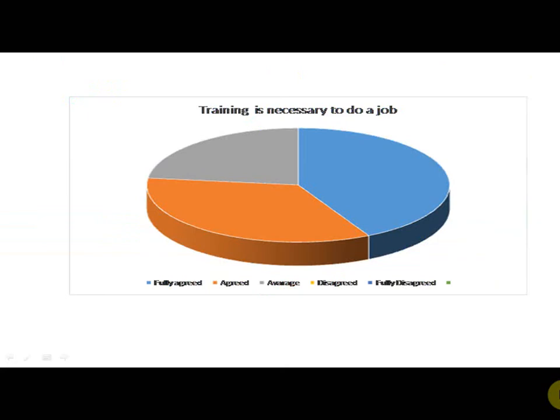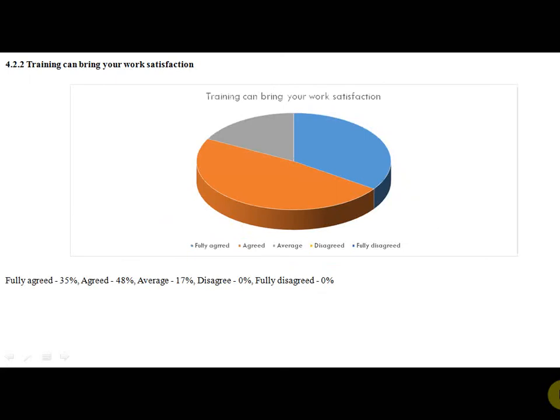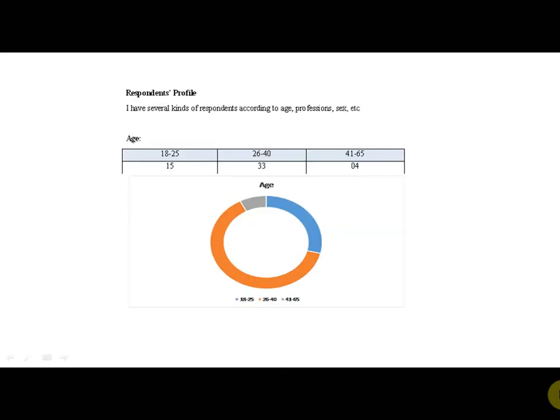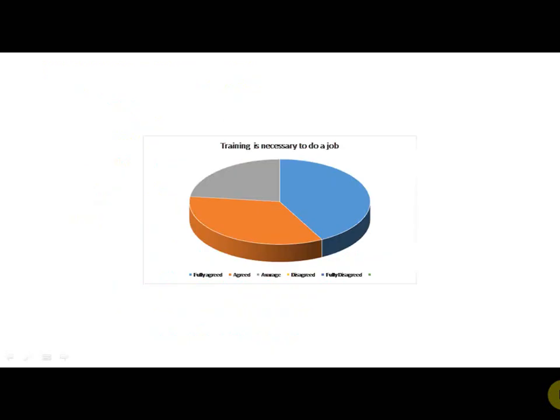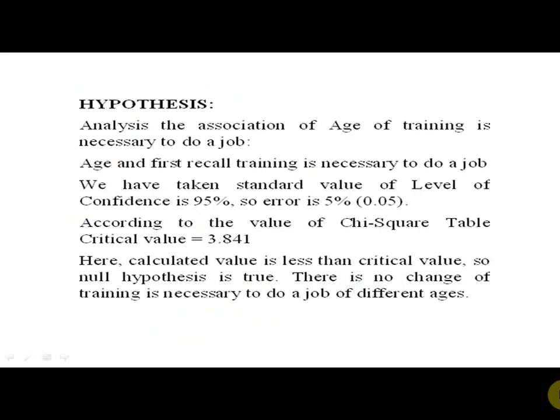Now the hypothesis. I will explain the hypothesis and chi-square test calculation and their results as discussion and findings. Analysis: the association of age with training being necessary to do a job. Age below 40 years: agreed respondents 41, disagreed 07, in total 48. Above 40 years: agreed 2, disagreed 2, in total 4, and the grand total is 52.